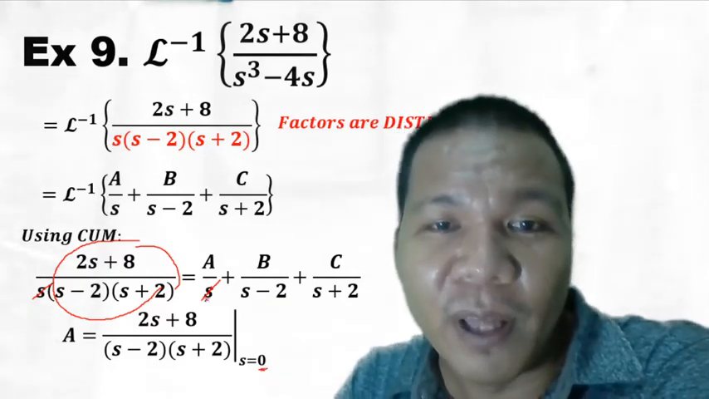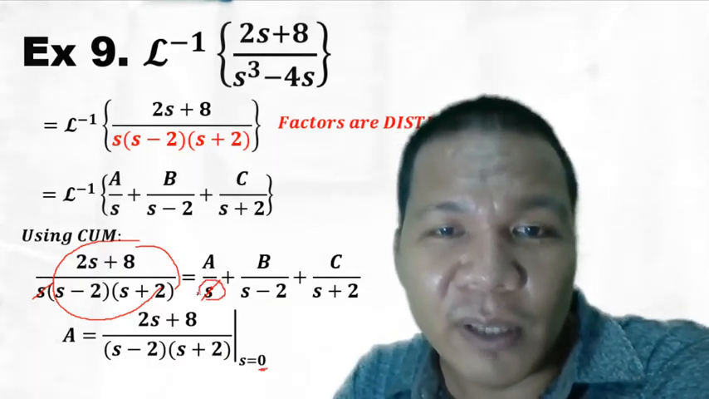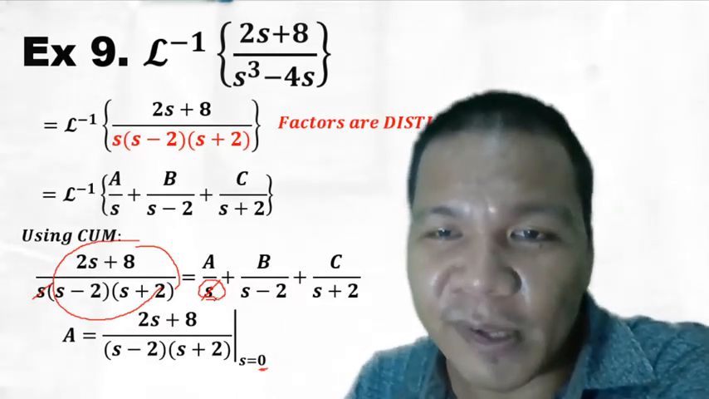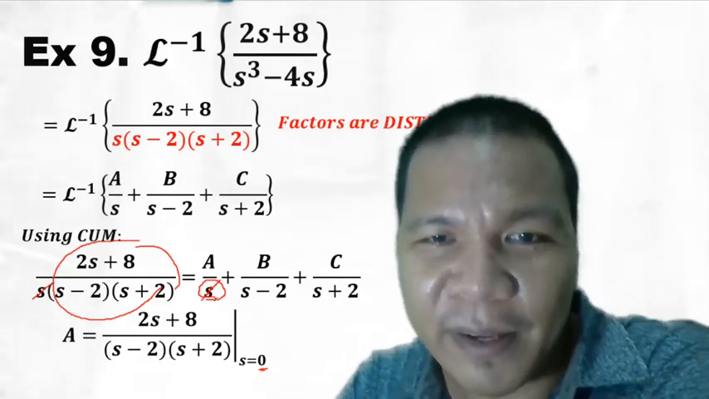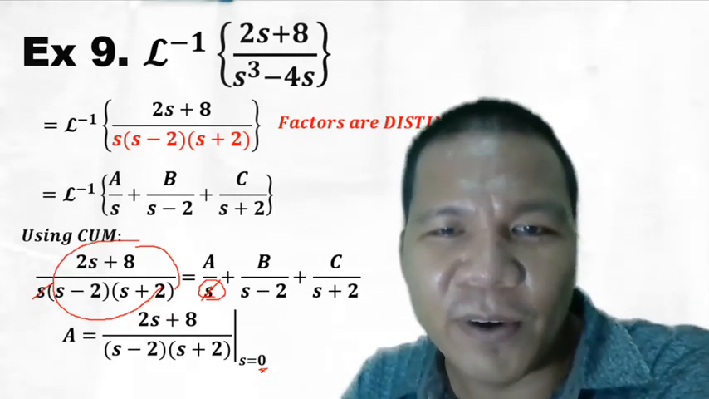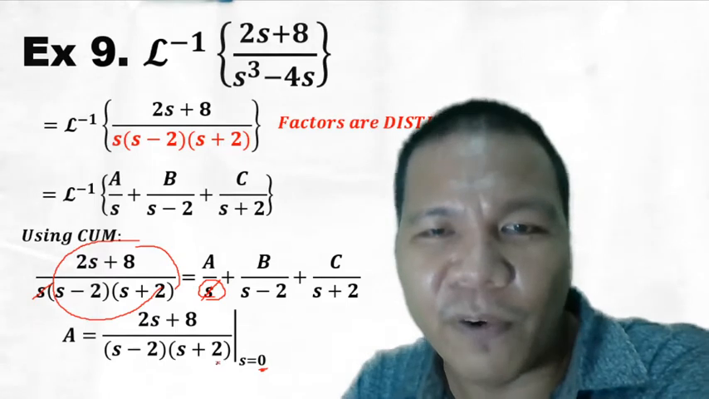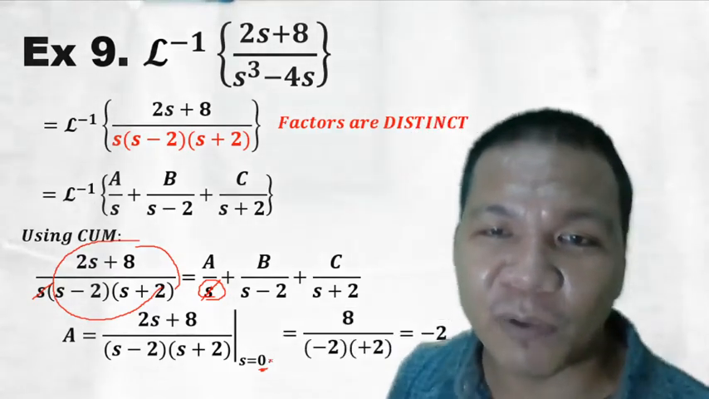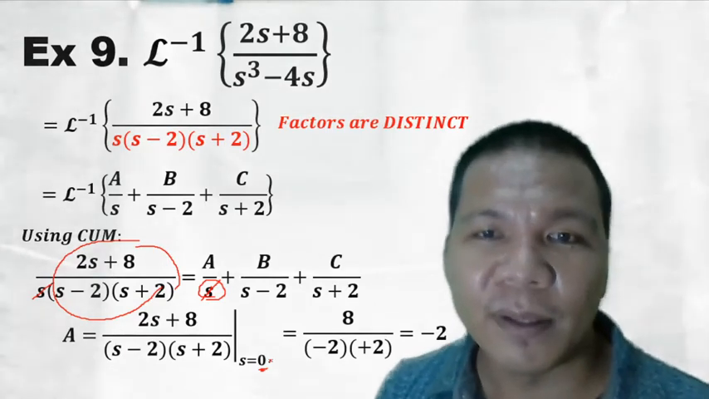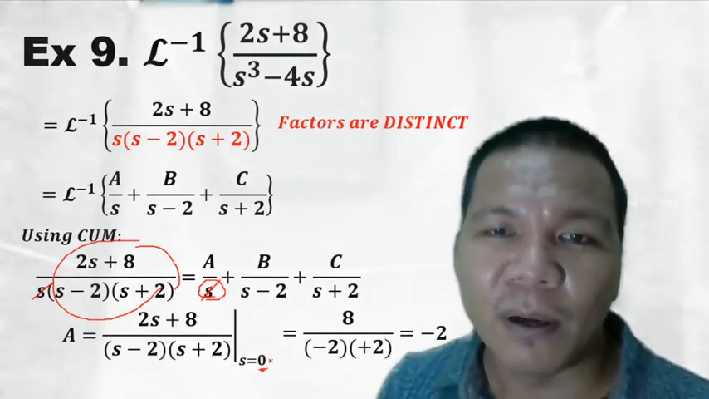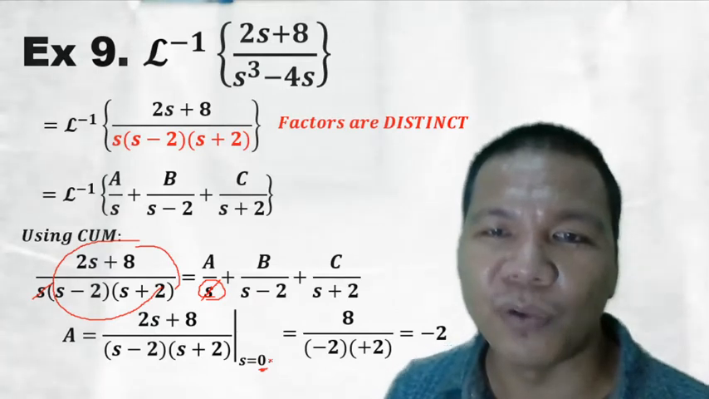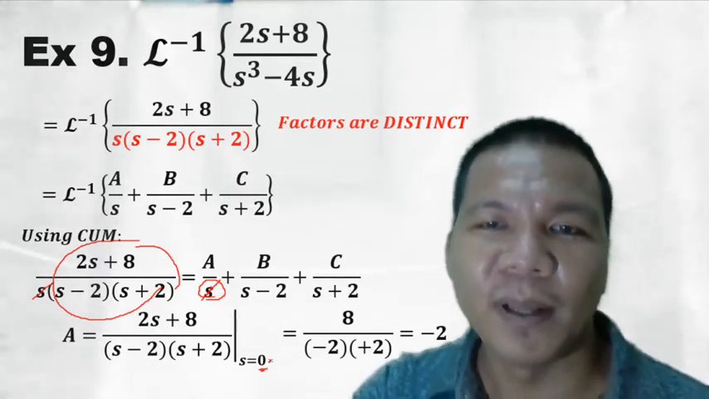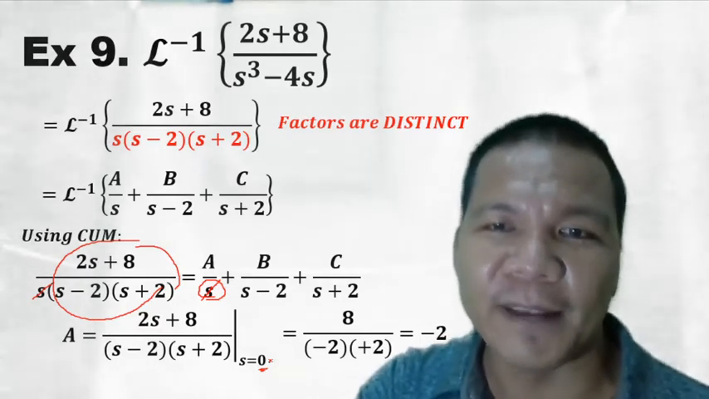Why 0? Because, take a look at this denominator. What value of s will make this denominator 0? Right? 0. So that is why 0 is the value I use to solve for a. Now, if you substitute 0 for s, that will give you 8 all over minus 2 plus 2, which is equal to negative 2. Okay, that's the value of your a.